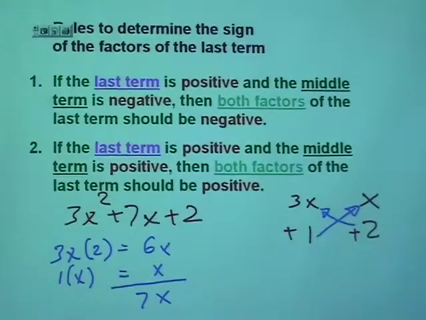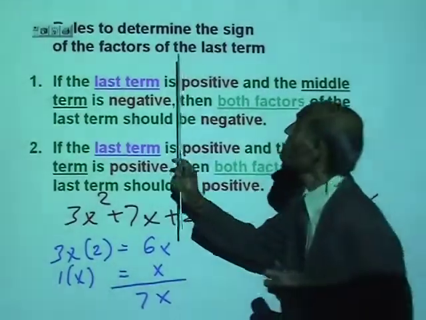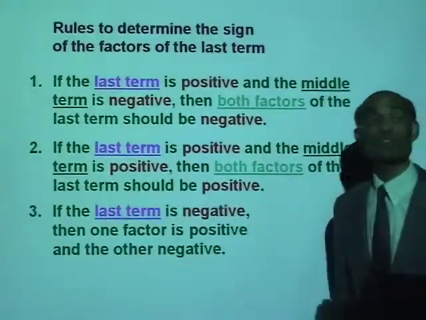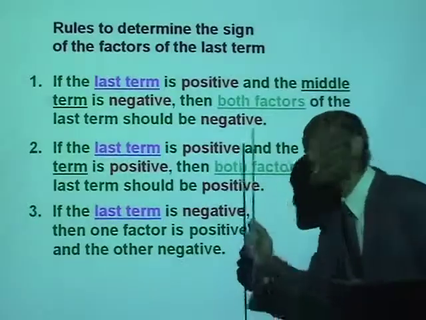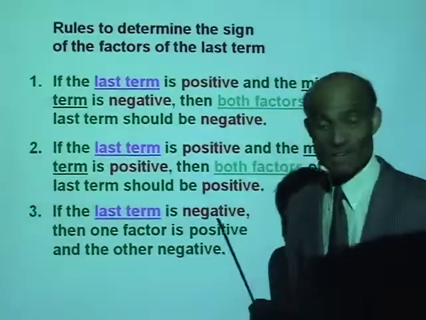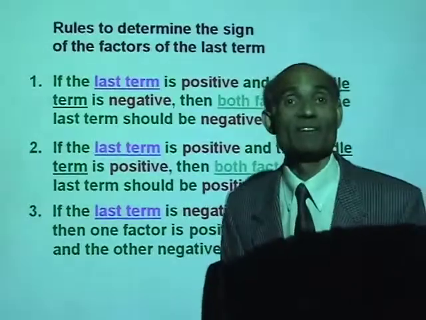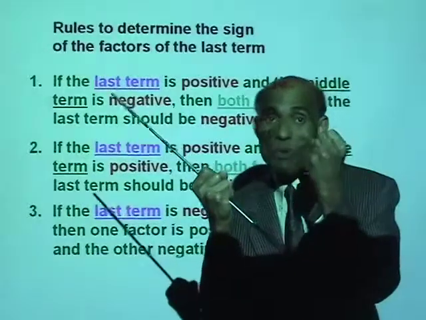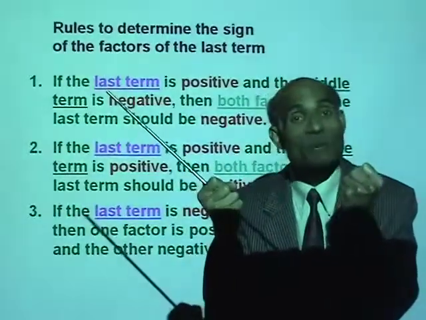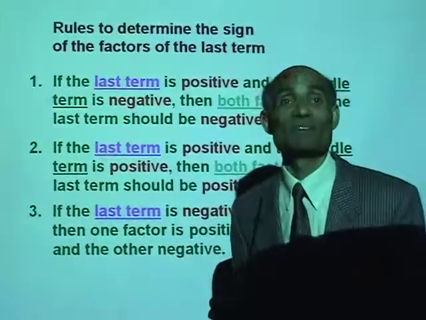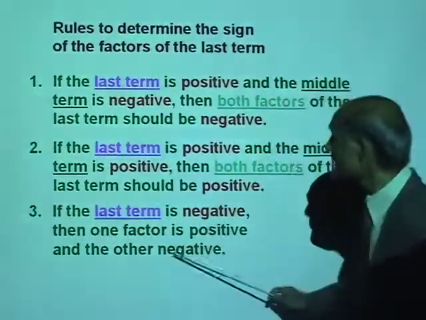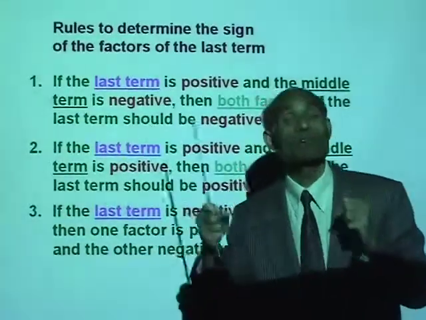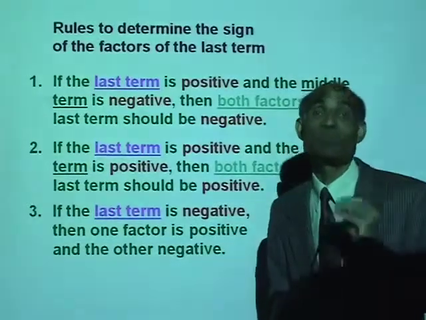So I gave you 2 rules to determine the sign of the factors of the last term. What happens if the last term is negative? Well, if the last term is negative, then you remember only if you multiply a positive number with a negative number, you will get a negative number. So, if the last term is negative, one factor must be positive and the other must be negative. It's very important to know that.